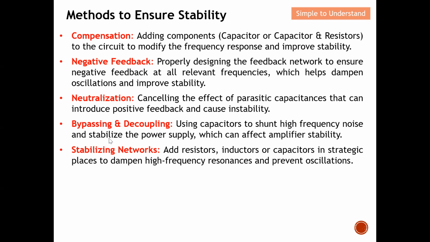Last but not least, in terms of stabilization network, we can add resistors, inductors, or capacitors in strategized places to dampen the high frequency resonance and hence prevent oscillation. So basically, these are all the methods that we can use to ensure stability of an amplifier.